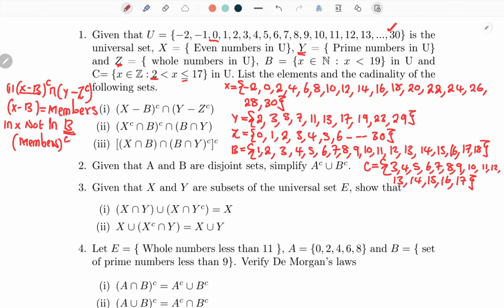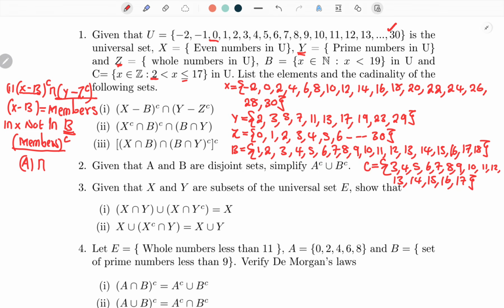After you list those members, you now find the complement. In other words, you just remove the members you found, then collect whatever is going to remain in the universal set. Let's say what you remain with in the universal set is A. Then you intersect it with what we now work out on this part.